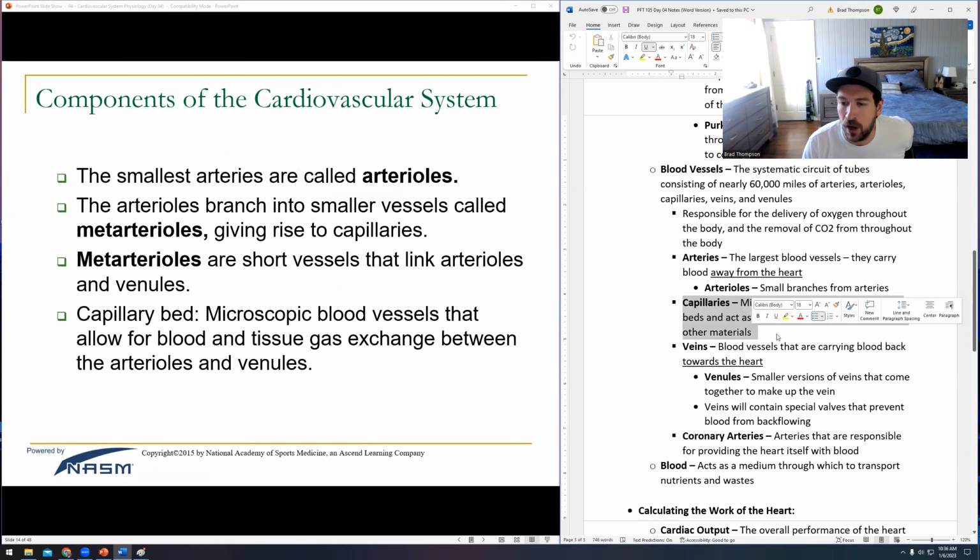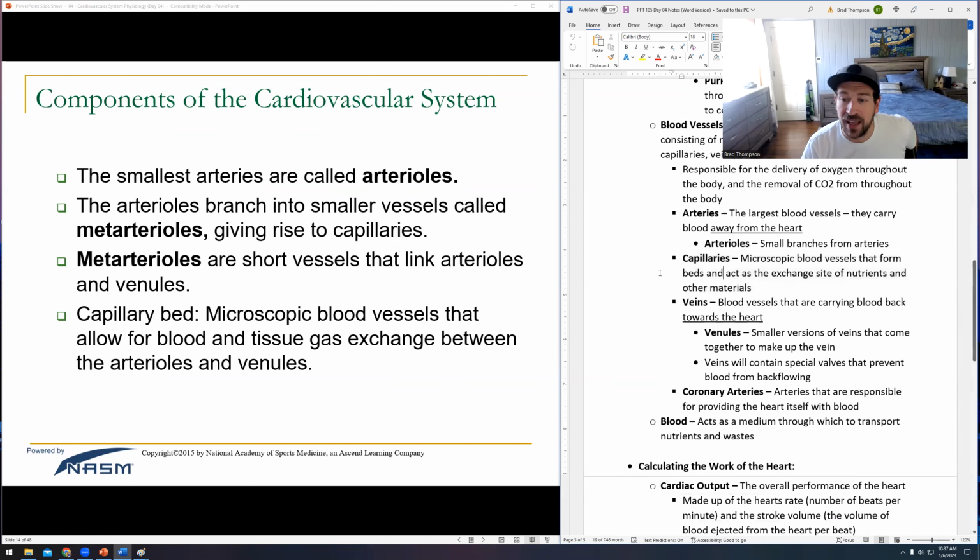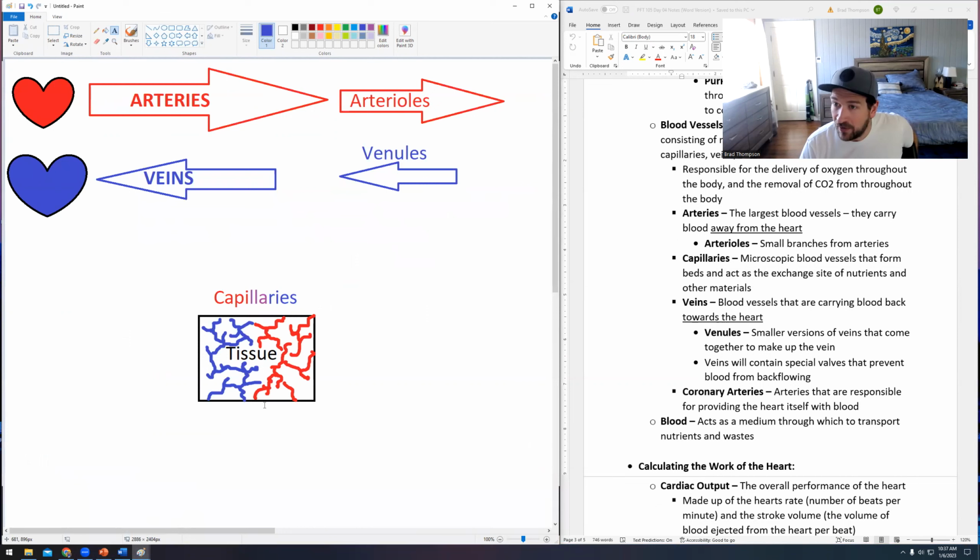So capillaries are really small microscopic blood vessels. In fact, they're so small, that's why it's so easy to bump them and bruise your hand, right? You basically broke the walls of the capillaries because they are microscopically thin. So then this capillary will either have dropped off oxygen, or it will have picked up CO2, or if it was in the lungs, it would do the opposite. It would drop off CO2 and pick up oxygen.